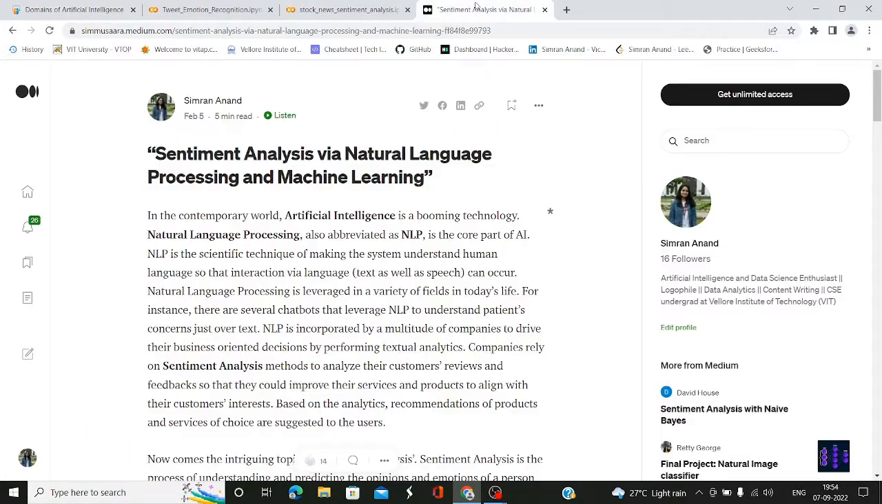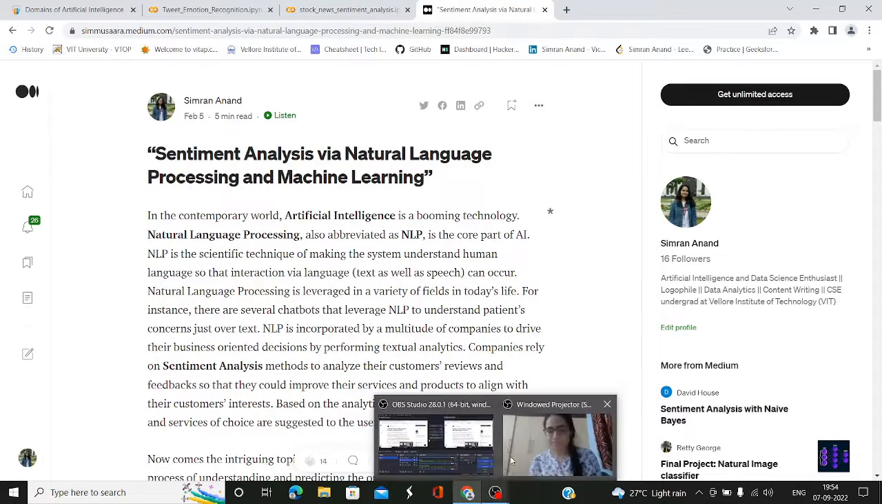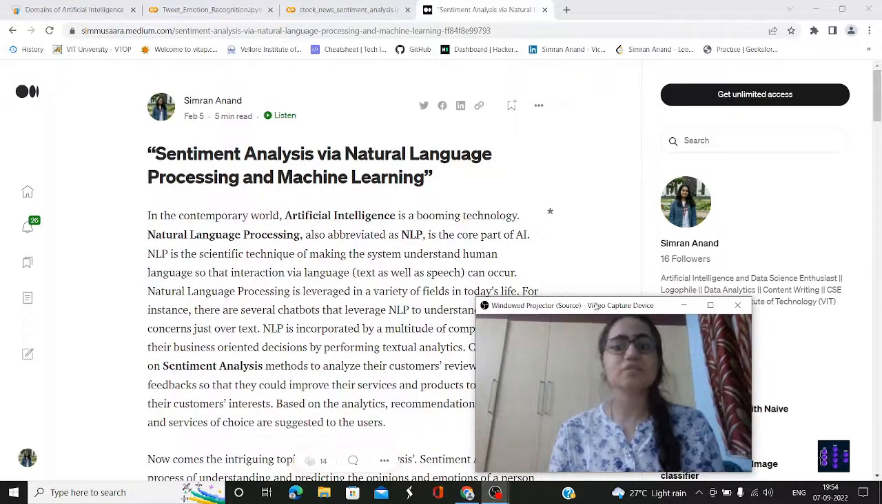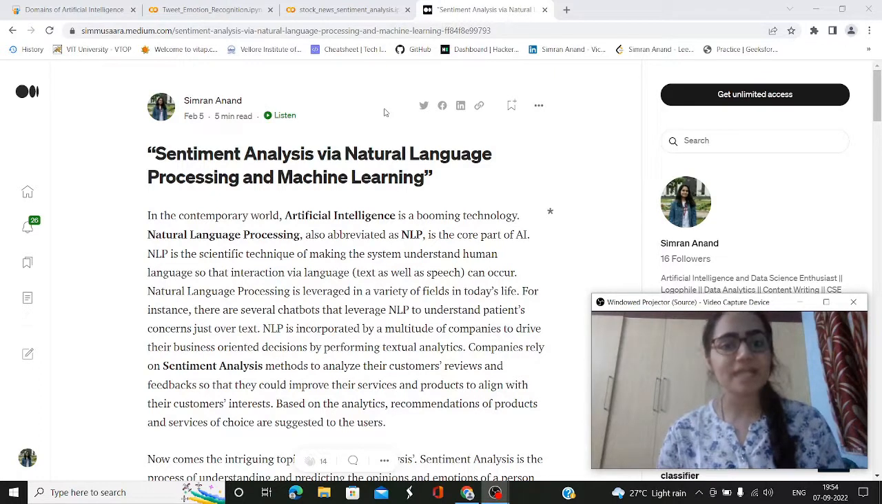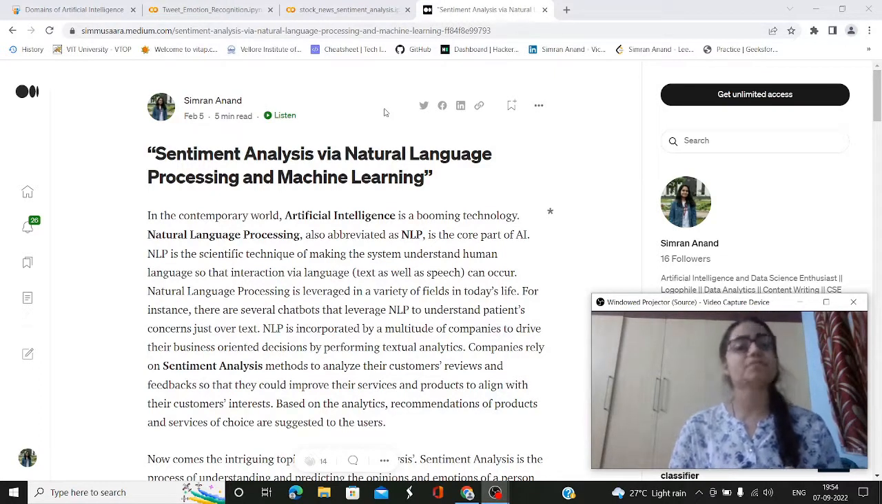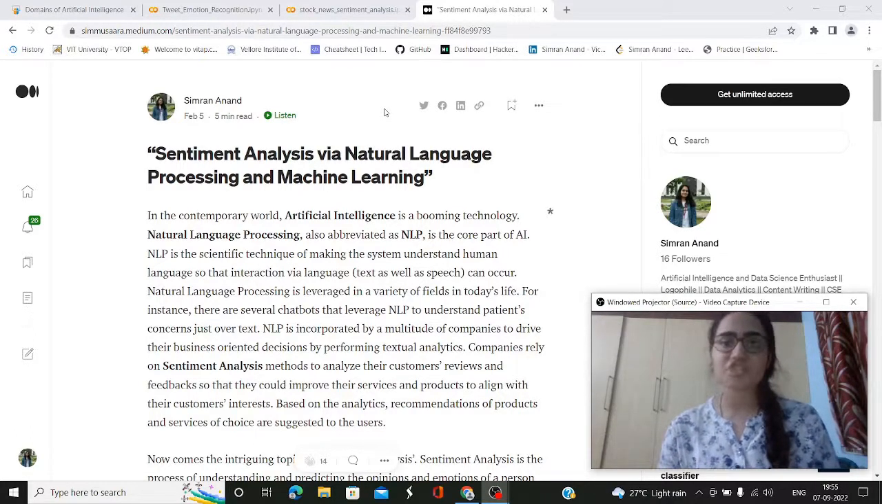Since I have written many blogs on artificial intelligence, this is one of my blogs which I've written to start off with. The topic I'm going to explain today is sentiment analysis via natural language processing and machine learning. Before I start, I would like to give you a brief introduction about artificial intelligence. So, what exactly is AI?